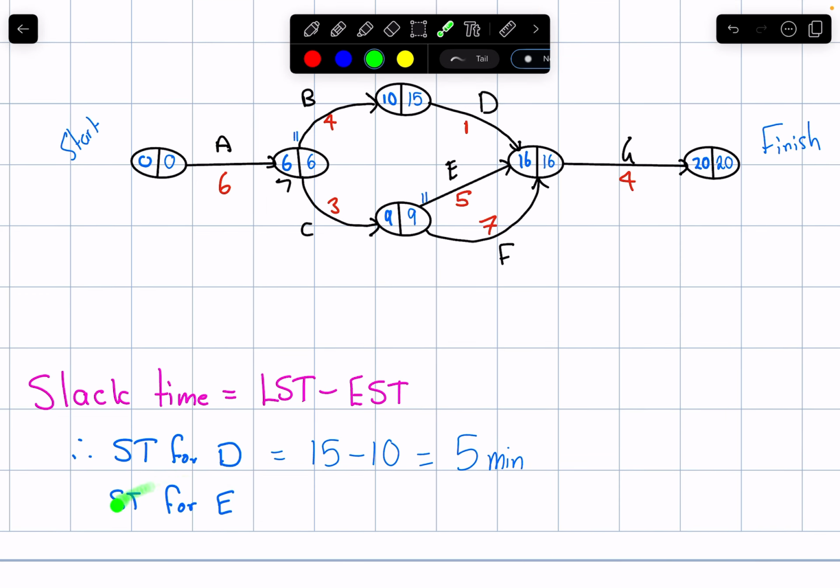Now it gets a bit trickier when we look for a specific type of slack time. So the slack time for E, so E's here, and the bubble would say it's 9 minus 9. However, the LST for E is actually 11, and that's why we record that value. So I actually have 11 minus 9, which is 2 minutes of slack time.